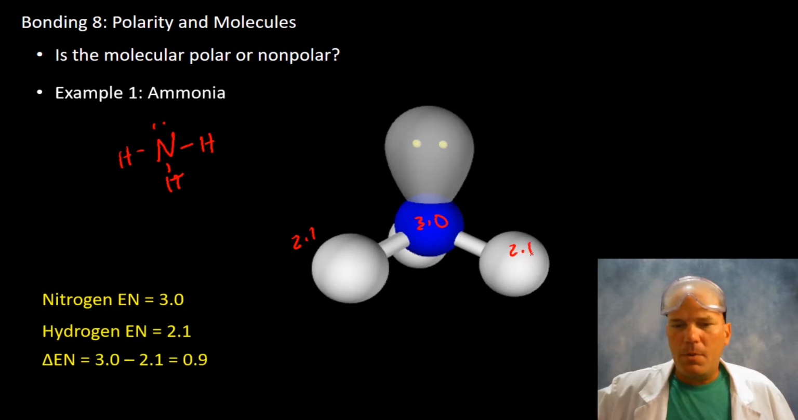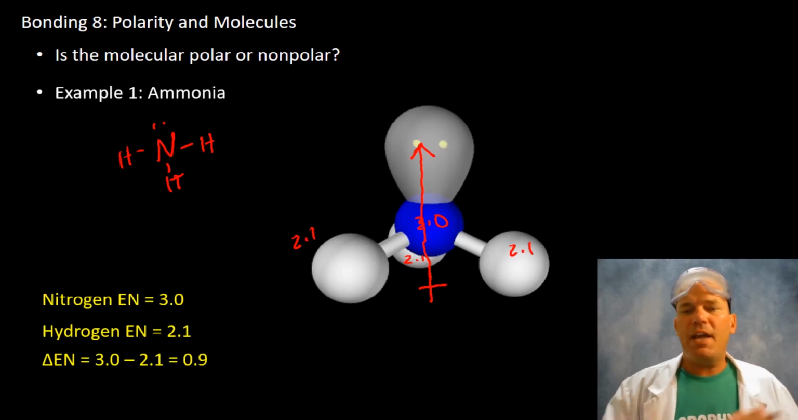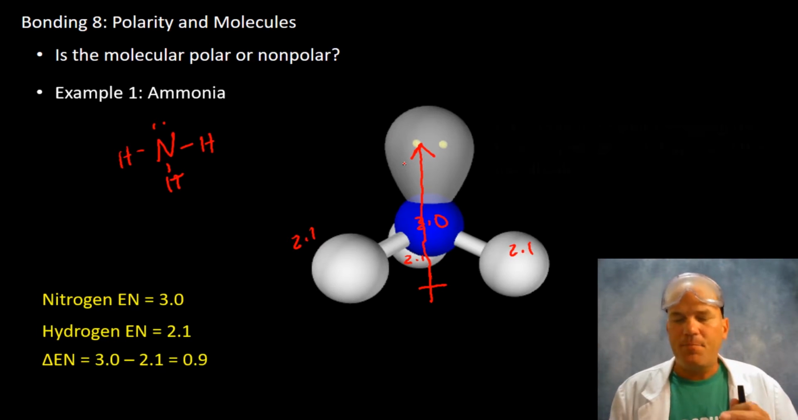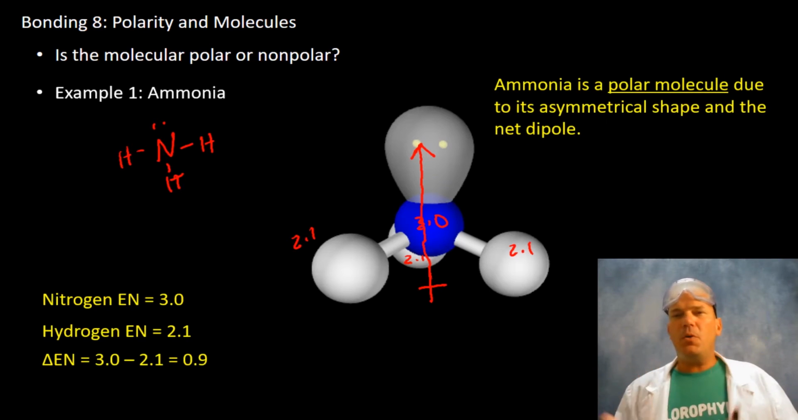So 2.1 and back here 2.1. So what's that going to do? It's going to leave down here, it's going to result in a partial positive charge, whereas in this direction we're going to have a partial negative charge. And again, you can use the lowercase delta to indicate that. So the answer is yes, ammonia is polar.